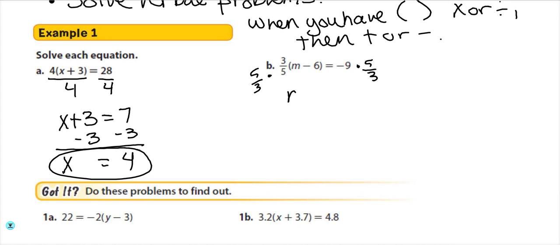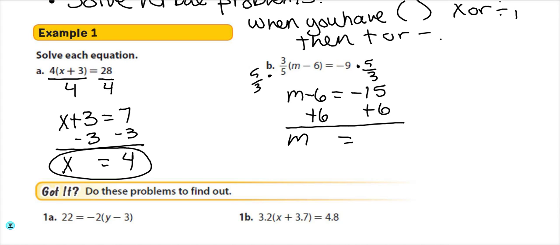Okay, so what's going to happen is I get m minus 6 over here equals negative 9 times 5 would be 45. 45 divided by 3 will give us negative 15. Okay, let me say that again if I need to. Negative 9 times 5 gives us negative 45. Negative 45 divided by 3 gives us negative 15. Okay, or you can do some cross canceling there if you want. Okay, we're going to add 6. Then I have m equals, we're adding 6, so that's actually going towards the positives, so that's going to be 9. It's going to be negative.